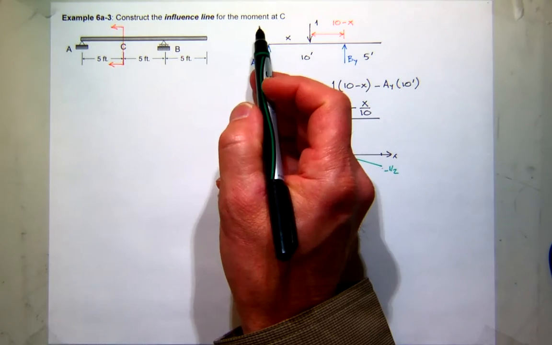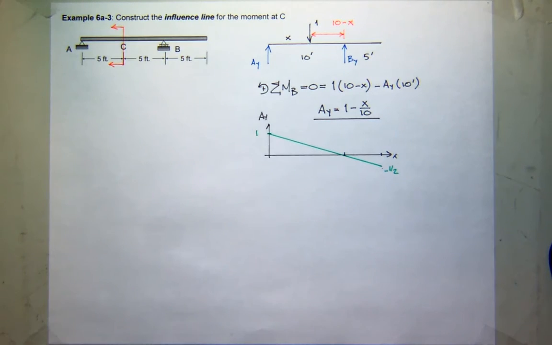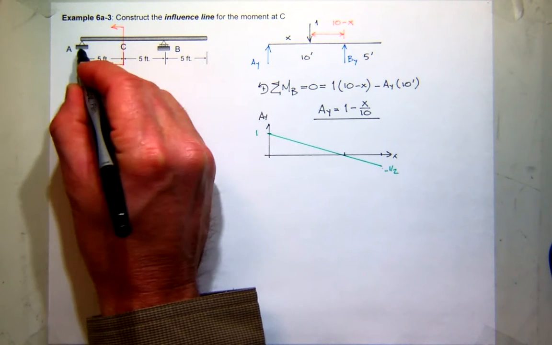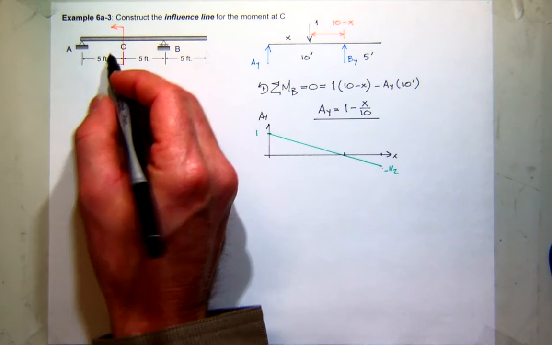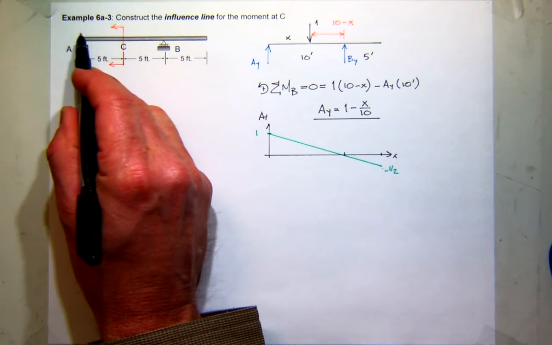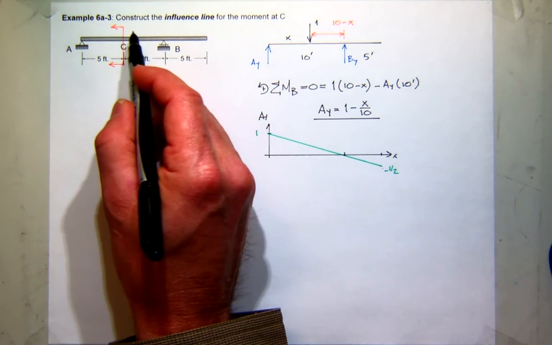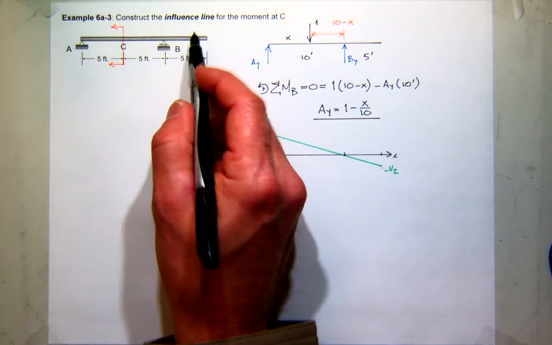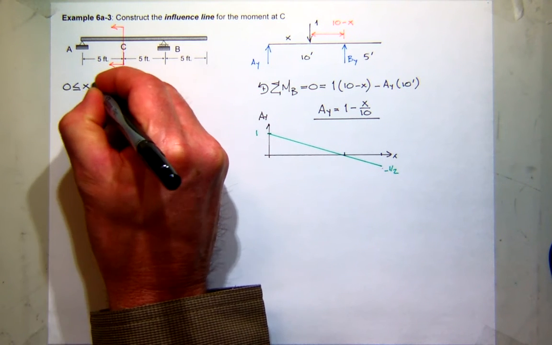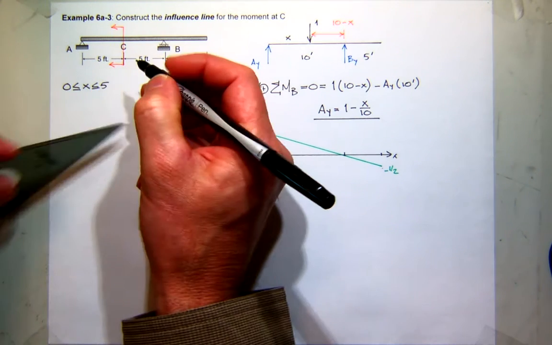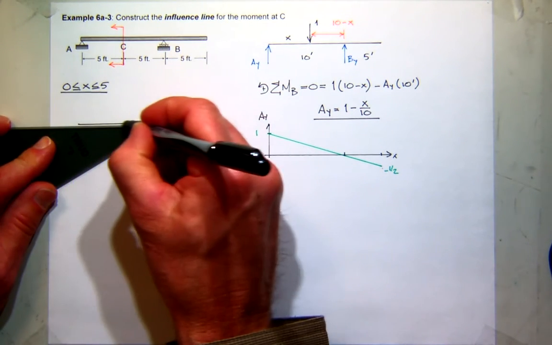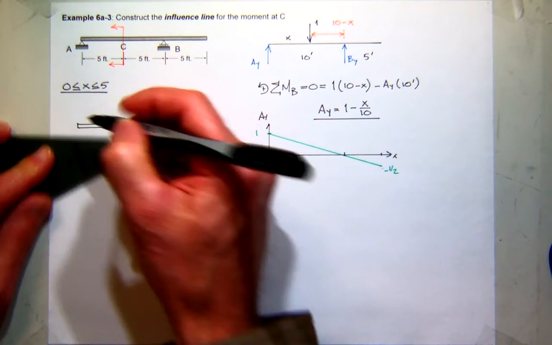Now the problem wants the moment at C. So I'm going to come back now and look at this free body and have two cases. One where my unit load is on the free body from 0 to 5, and then I'll look at it again when the unit load is between 5 and 15. So I'll preface this by saying the unit load between 0 and 5, now this is the unit load position. My free body diagram will look like this.